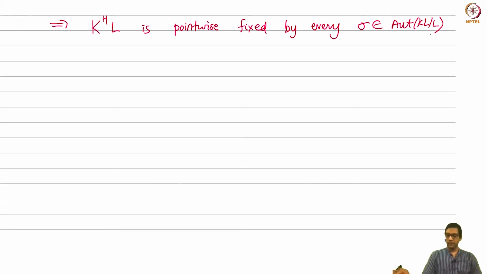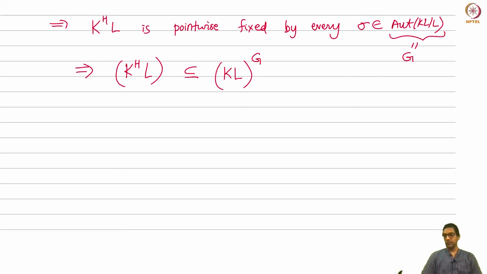Okay, but then what does this mean? What does the fundamental theorem of Galois theory tell us? It says that if I have the Galois group, then KHL is contained in the fixed field of the entire Galois group, right? So if you call this group G the full Galois group, then this is contained in the fixed field of the Galois group of KL.